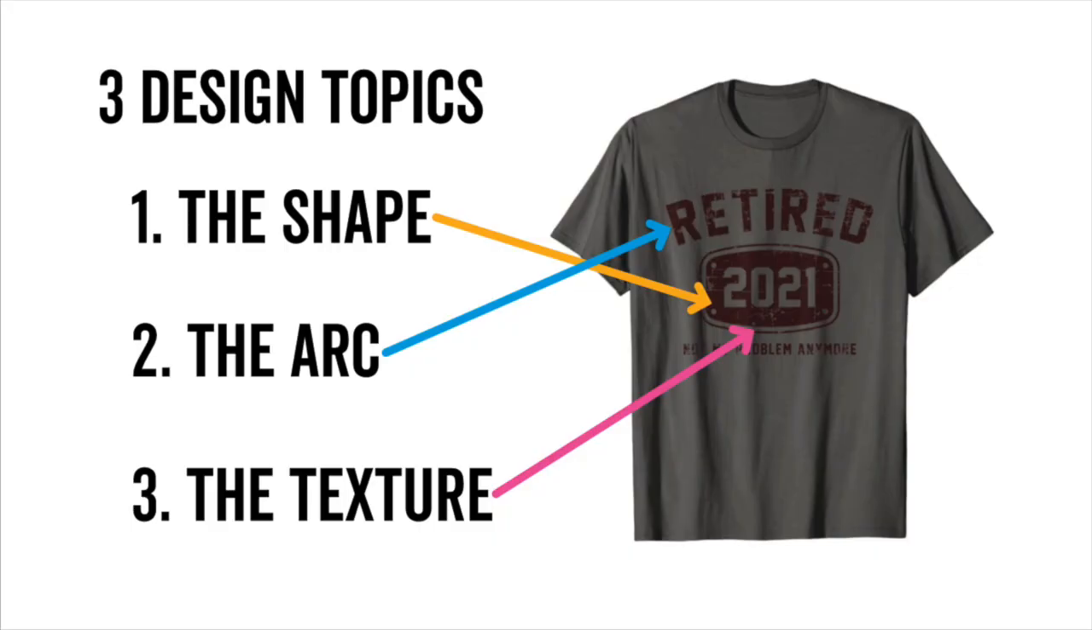So this video will be broken up into 3 parts. First, we're going to talk about that shape right in the middle there. And then I'm going to teach you how to do that arc shape with the text above the shape. And then lastly, I'm going to show you how to put that texture in.